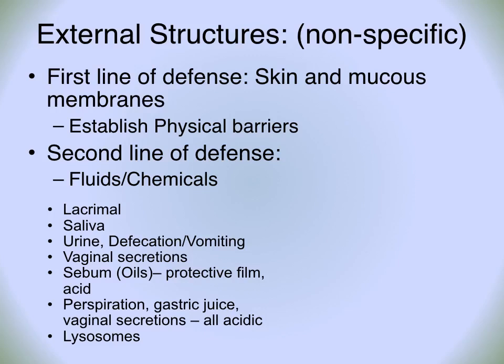The secondary lines of defenses are all the secretions that are associated with the first line of defense. These include lacrimal secretions within the eye, saliva, urine, defecation, vomiting. For females, vaginal secretions, sebums, the oils that get secreted by the sebaceous glands, the perspiration and any of the acidic fluids within the body, which include gastric juices, as well as vaginal secretions, and secretions of lysosomes.